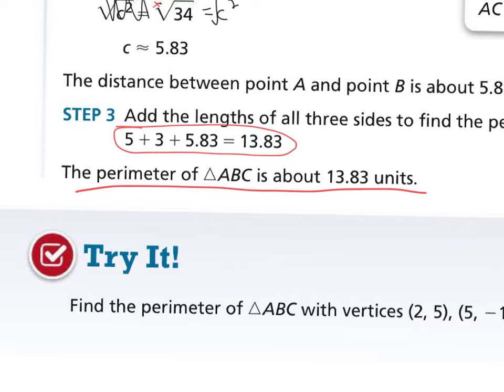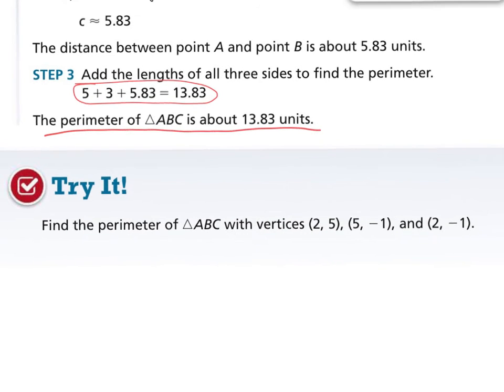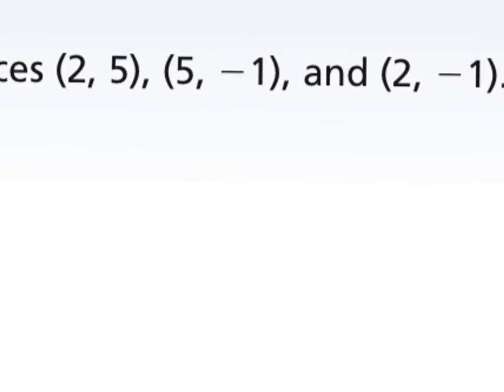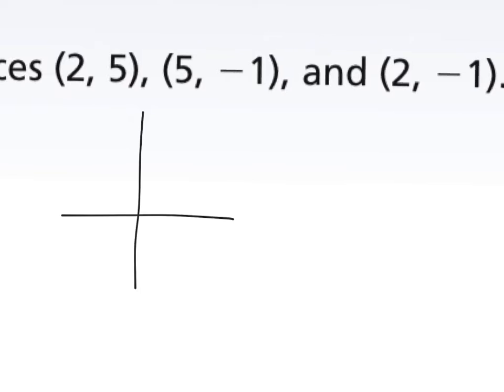So on the try it, we're doing the same thing. The only difference is they didn't give us a graph. So if you were doing this problem, you would probably want to either get graph paper or just sketch out a graph of what's happening here. Sketch out a graph, so (2, 5), we could just sketch it out like this if you want. (5, -1), and (2, -1). So this is what our graph is looking like.